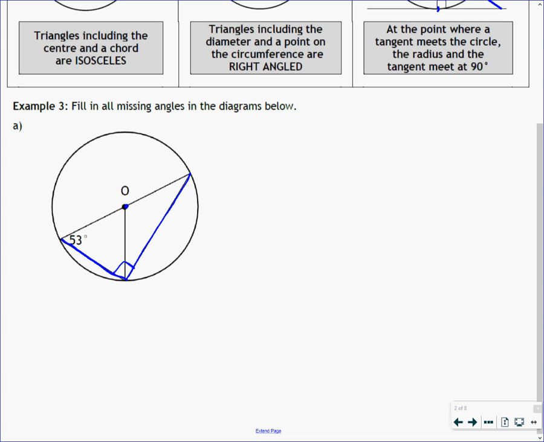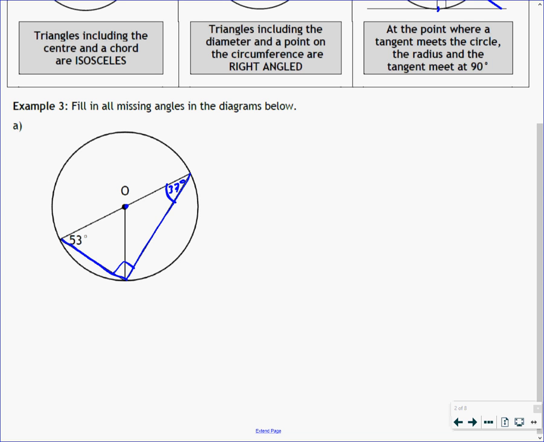Okay? So that means that if that angle there is 53 degrees, and I know that the right angle is down here, I can fill in the size of this angle I'm marking with the blue dot. So 180, take away 90, take away 53. So this angle up here has to be 37 degrees.